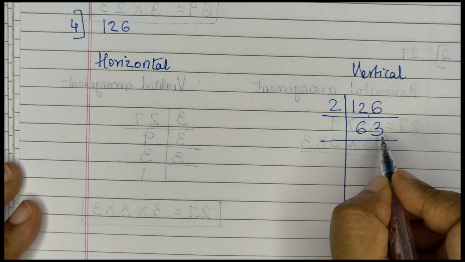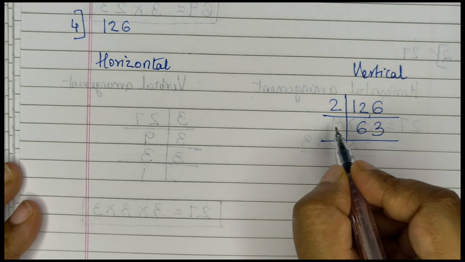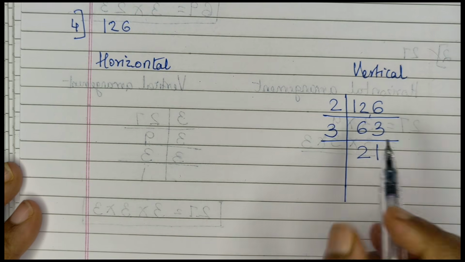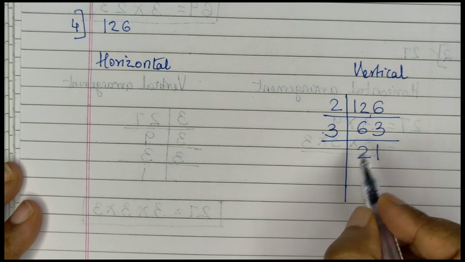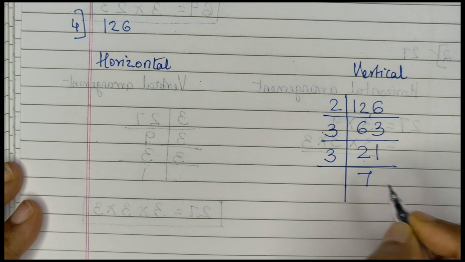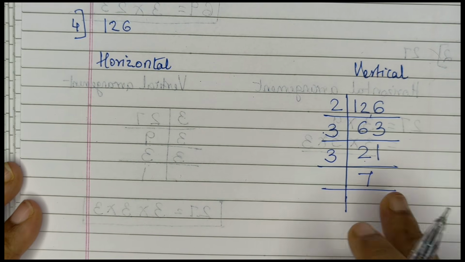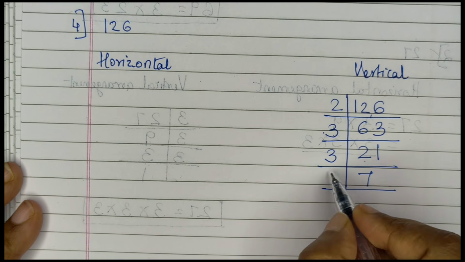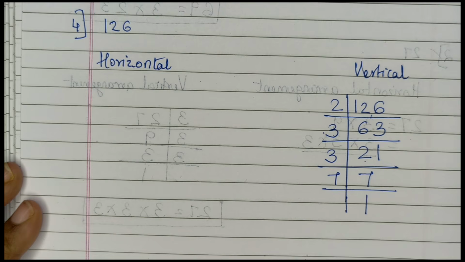Now the last number is 3. We cannot take 2. We can take 3. 3 twos are 6. 3 ones are 3. Again 21 is divisible by 3. 3 sevens are 21. Now see the last number, 7. 7 doesn't go in any table. It is a prime number. That means we will take the number itself. 7 ones are 7. Understood?